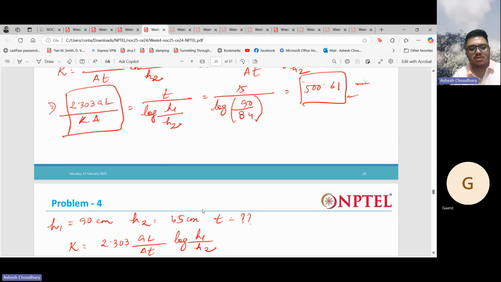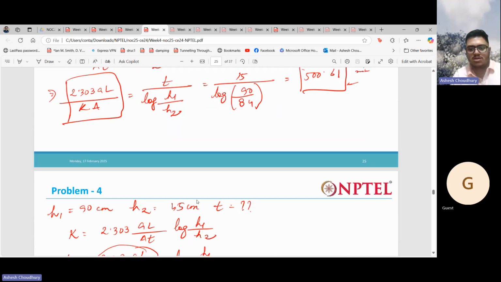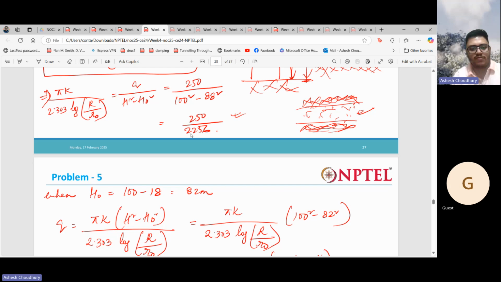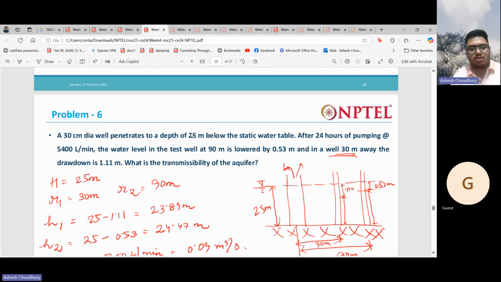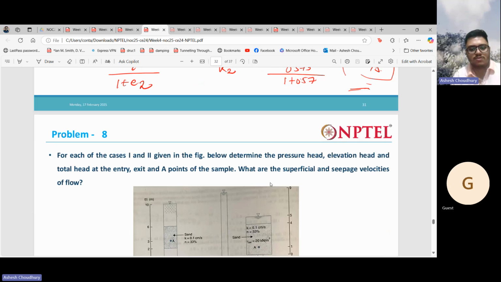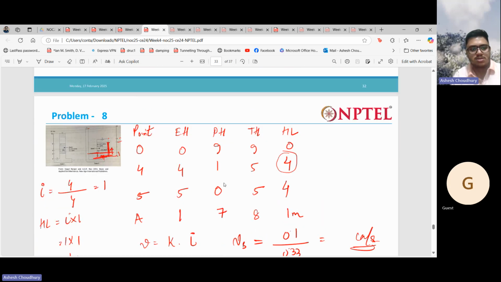So that's all. Yeah, we solved some problems regarding the permeability test, falling head test, and constant head test. Some problems from the aquifer or test well problem. Yeah, these problems we solved. Solved a lot of problems actually. And the problem that was left in the previous class, that also we summarized.